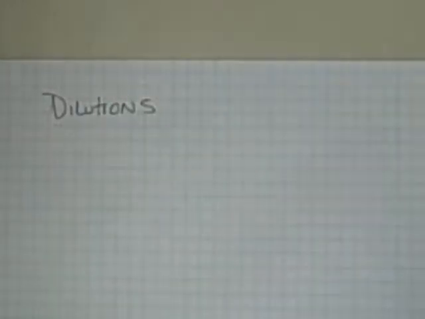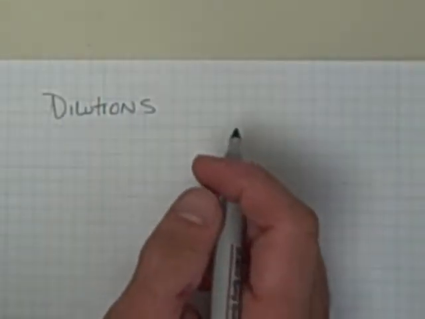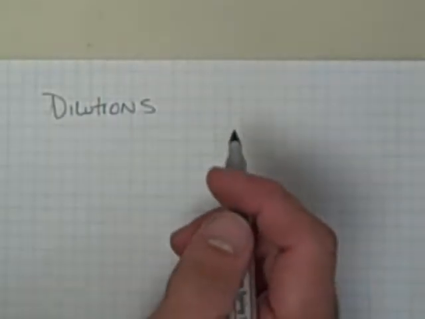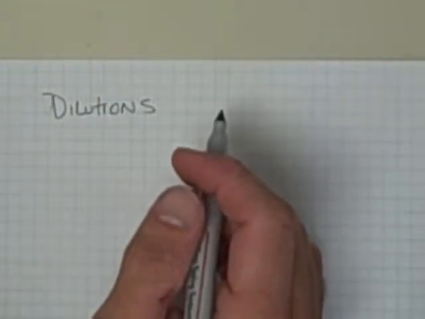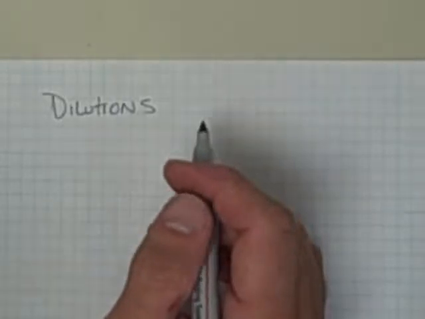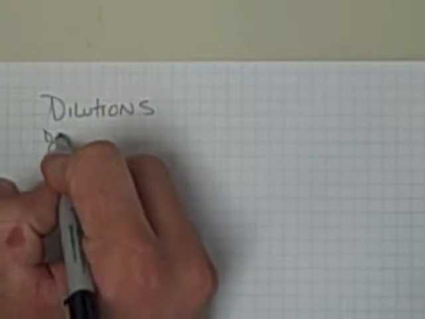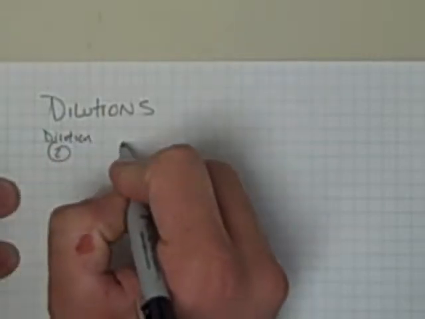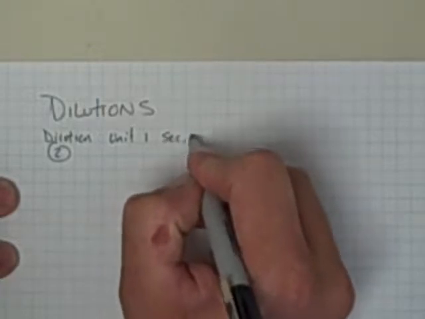Okay, let's talk about dilutions real quick. So again, we're going back to Unit 1, Section 3 homework. And let's go ahead and cover, let's do number 2 because it seems to be pretty simple. So this is number 2 under dilutions on Unit 1, Section 3.